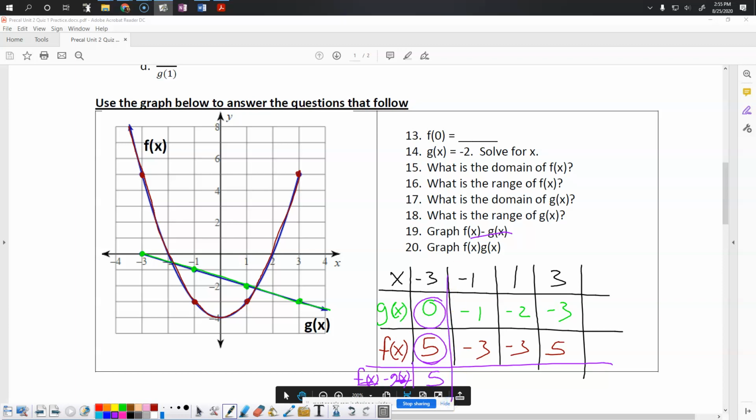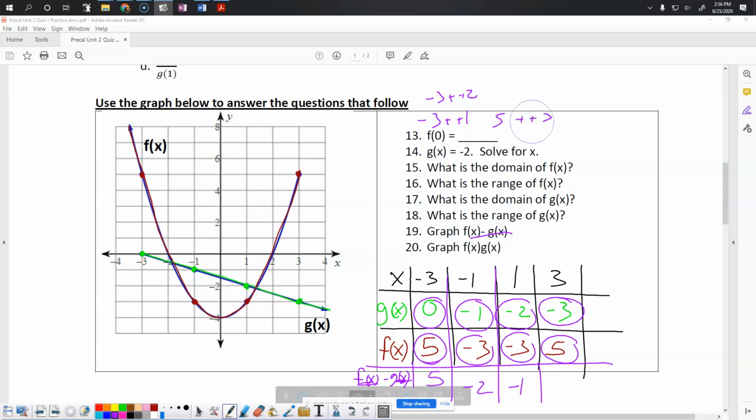For the first row, for the first column there. The next column over, f minus g, -3, take away a -1. Watch your math there. Is -2. F minus g, -3 minus a -2. Double negatives make a positive, and we end up with -1. And then finally, f minus g, 5 minus a -3, is 8. Okay, so we have now all of our points.